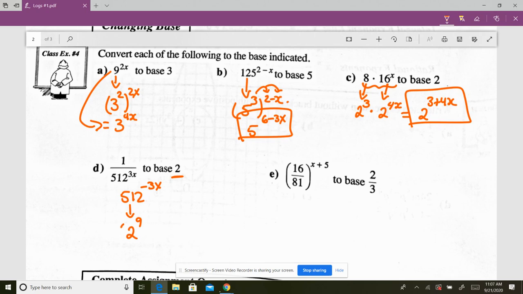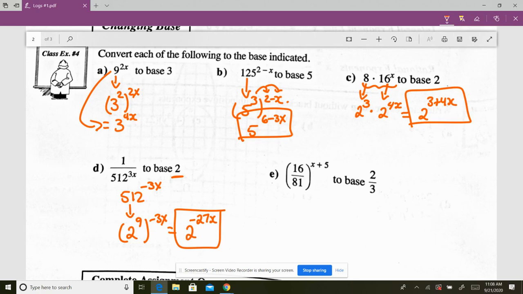But there's a negative 3x there. What do you do with those exponents? You don't add them, right? It's an exponent raised to an exponent. You multiply. So it's 2 to the negative 27x. 2 to the negative 27x is the same as 1 over 512 to the power of 3x.